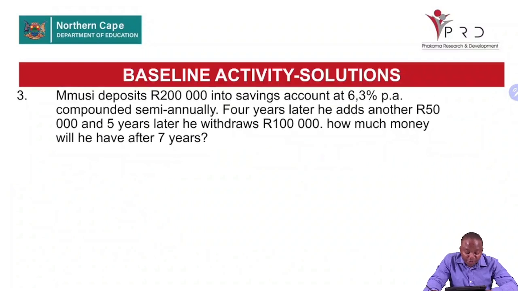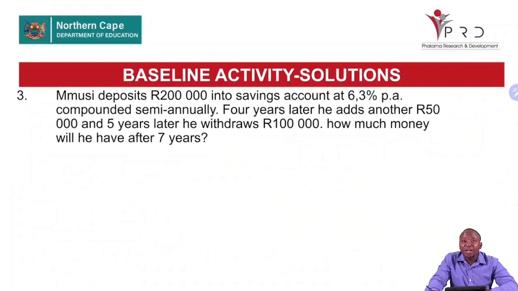In number 3, the statement reads as follows. Musi deposits 200,000 into a savings account at 6.3% per annum, compounded semi-annually. 4 years later, he adds another 50,000, and 5 years later, he withdraws 100,000. How much money will he have after 7 years?